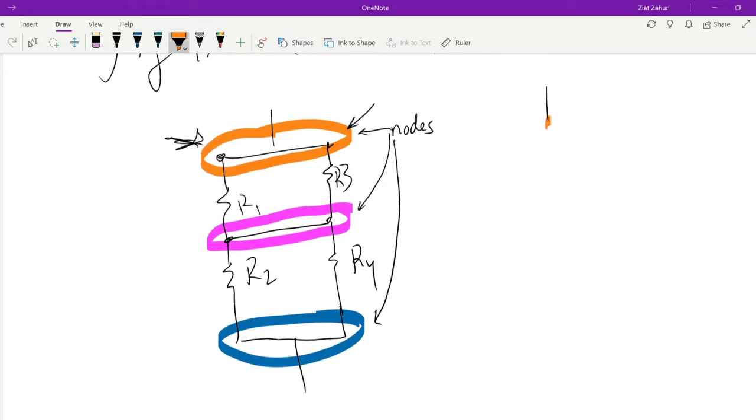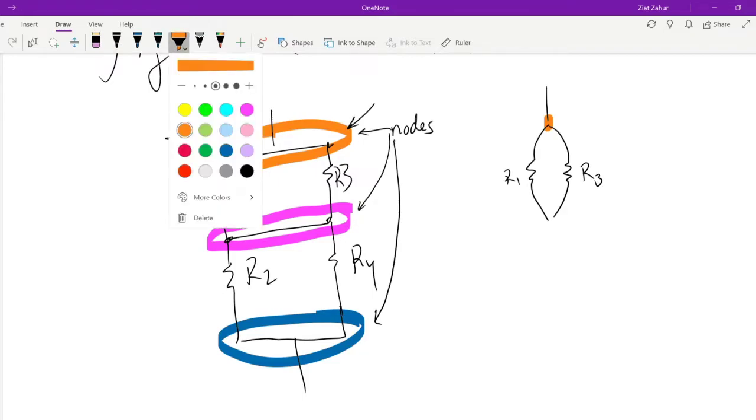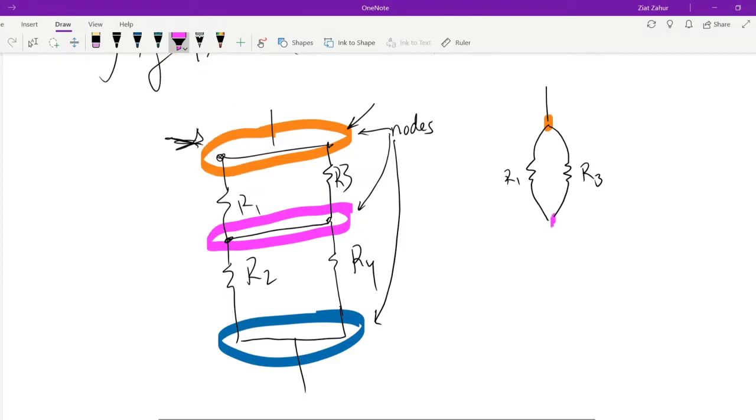Here's our orange node, and from the orange node we have two resistors, R1 and R3. And then let's squish and squeeze the pink one. So now it's just a dot, and from that dot we have R2 and R4. And finally, let's squish the blue one into a point. And voila, we've redrawn our circuit.